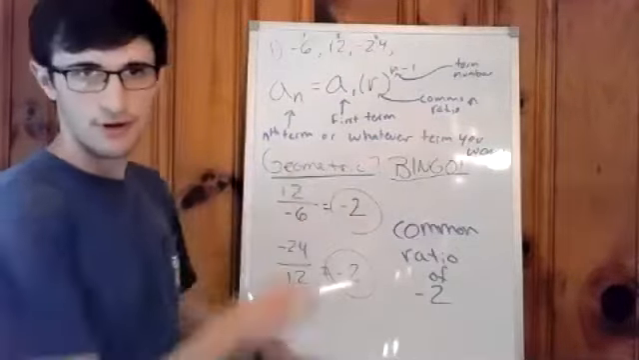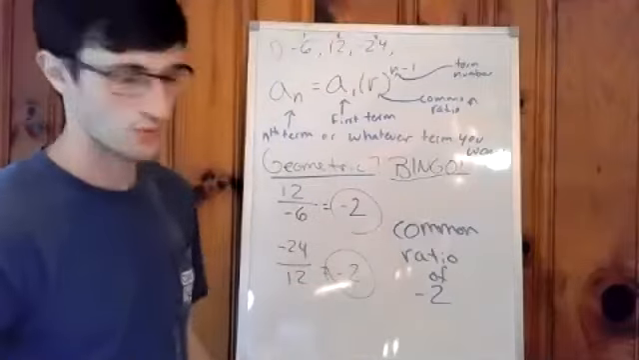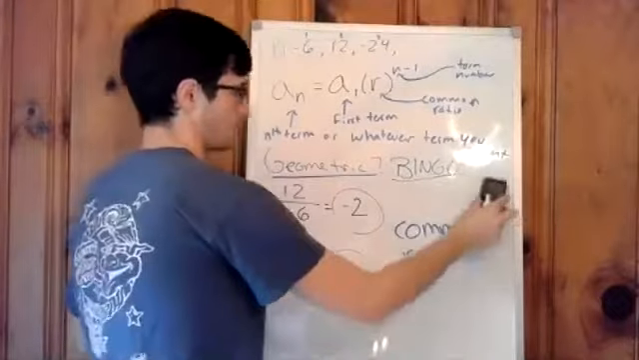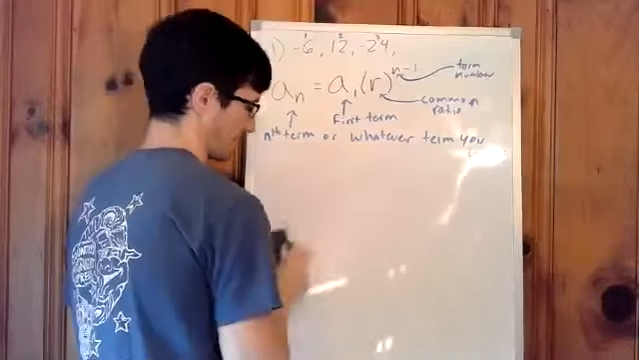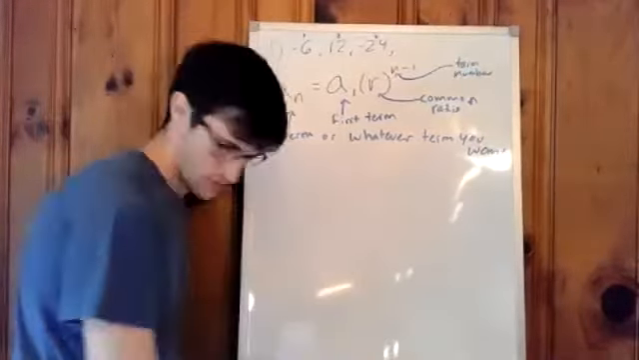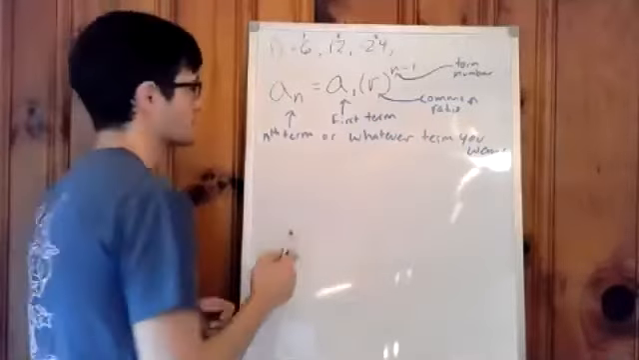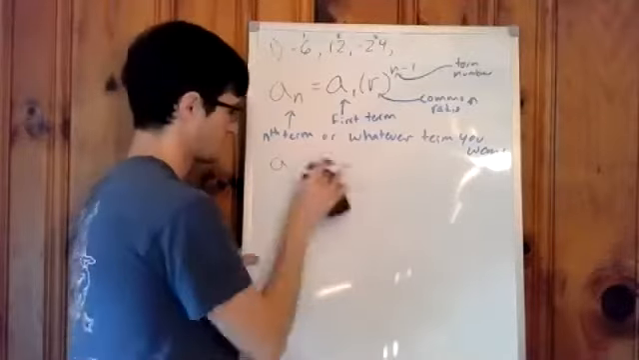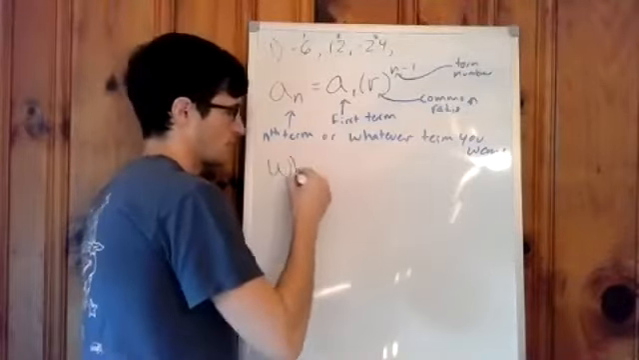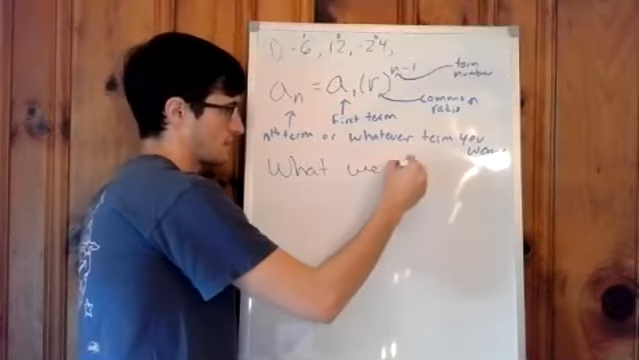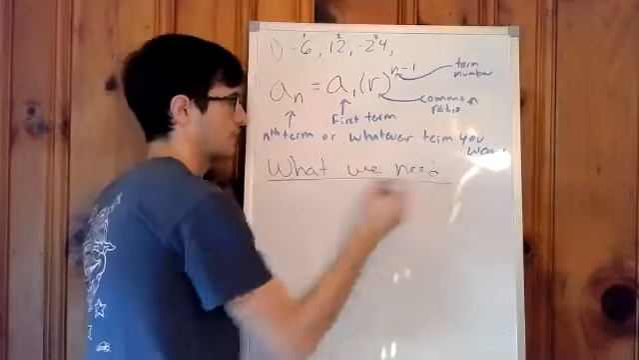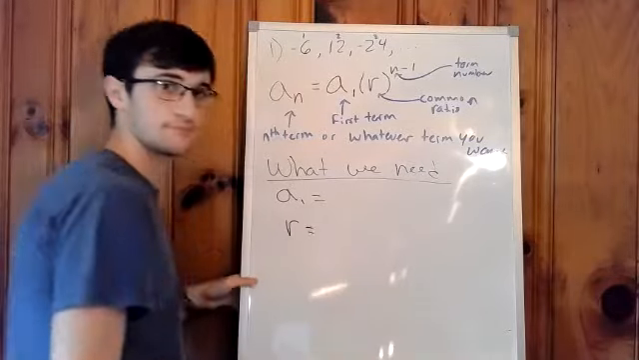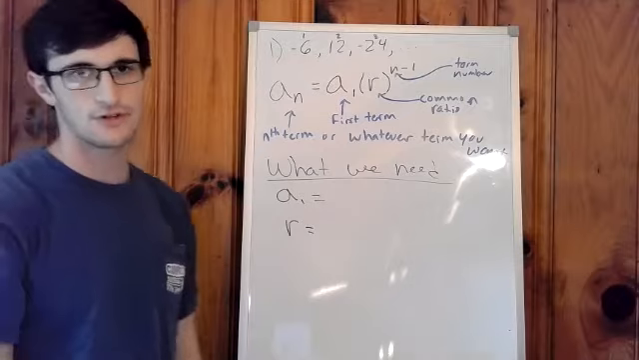I'm going to erase this bottom part and leave that up there, and we're going to work through the formula. So for this, we need a couple things. Let's write down what we need. We need the first term. We need the ratio. That's it. Need the first term and the ratio.